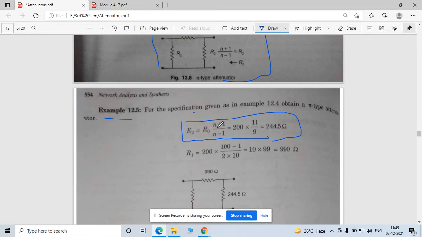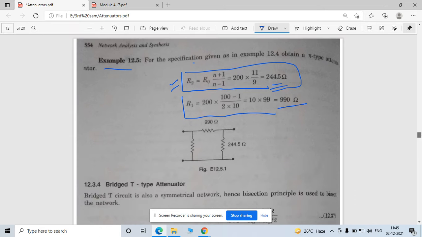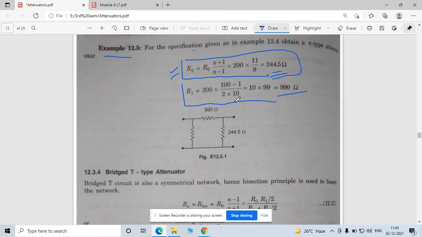R naught is 200, right? Yes, the value is the same for this network, this example as well. Now put that value and get your answer. R2 you will find is 244.5 ohm, and similarly R1 you will get is 990 ohm. Now represent that resistance in this format.